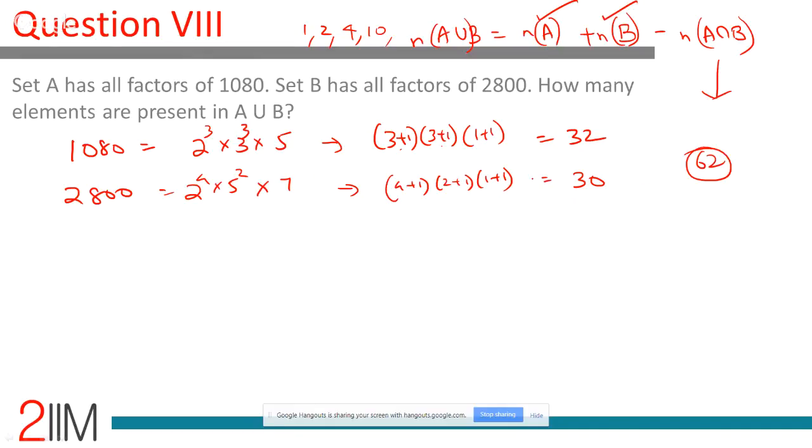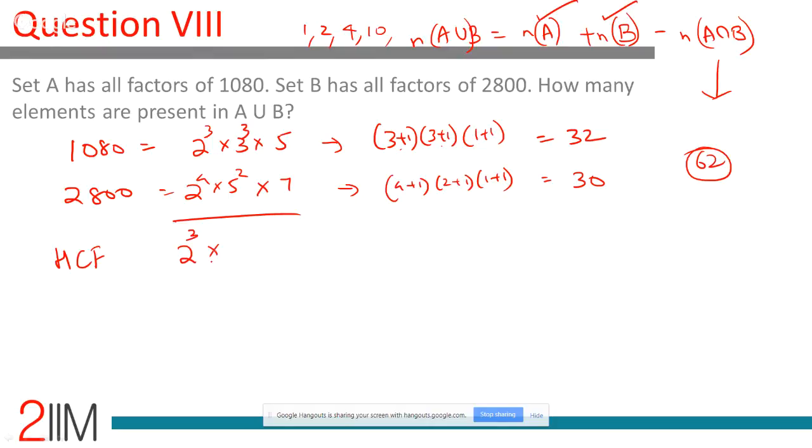We want to find how many elements are present in set A and set B, or how many numbers are factors of 1080 and 2800? Or how many of these are common factors of both these numbers? How do you find how many common factors there are? Find the HCF. If you find the HCF, then all factors of the HCF are factors of both these numbers. Done. What is the HCF of these two numbers?